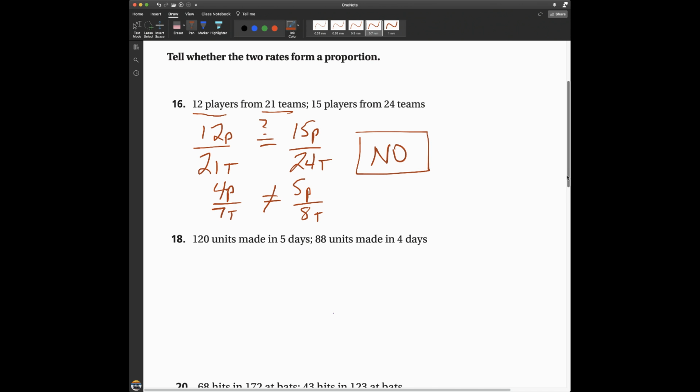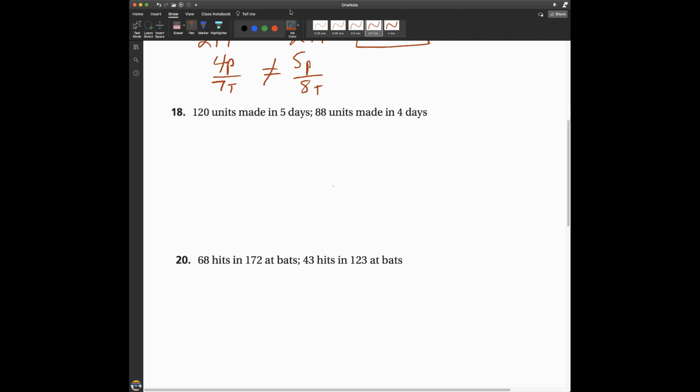All right, let's look at another one. Get a different color. Let's use this one right here. 120 units made in 5 days. Is that equivalent to making 88 units in 4 days?